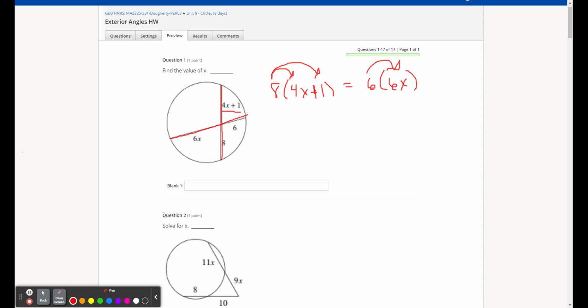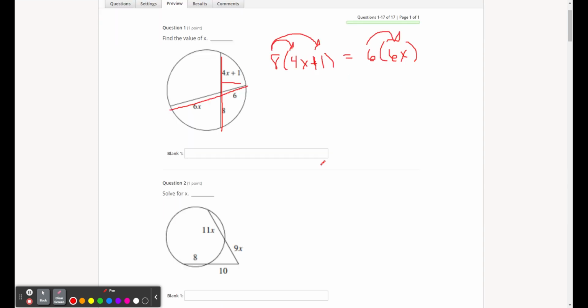Gotcha. So is this formula here? Let me take a break for a minute. Does anybody out there in Zoom need some help, or in the classroom need some help? How are we doing out here?